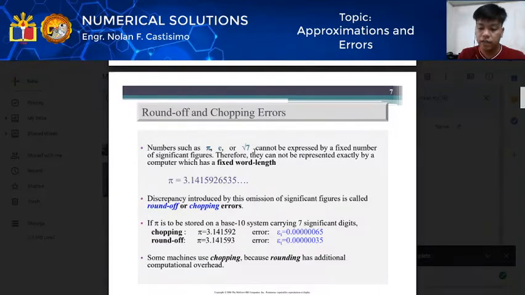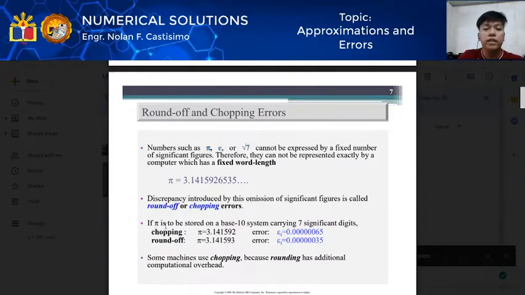Pero, kung mapapansin nyo, pati dito sa calculator natin, limited, but actually ang value niyan is continuous katulad niyang mga tatlong yan. So discrepancy introduced by this omission of significant figures is called the round off error, the round off and the chopping. So yan, may kailangan nating mag-omit si round off at saka kay chopping.